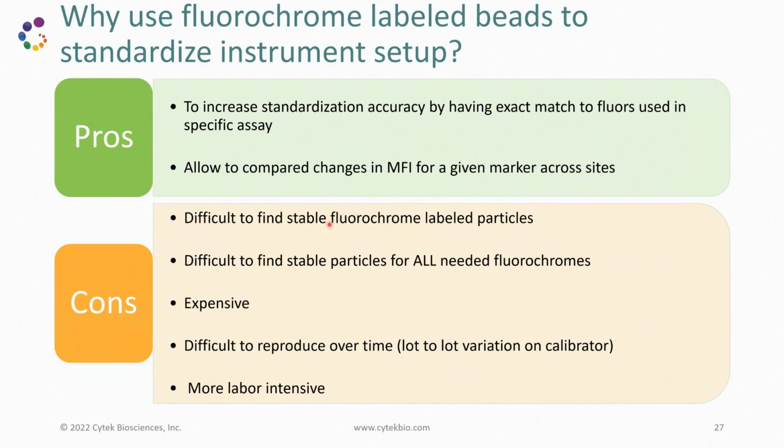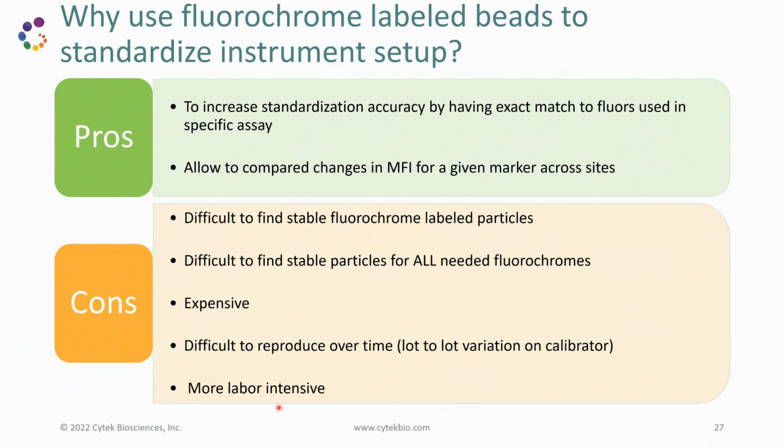So it's very challenging to find the level of stability that we have in the QC beads in fluorochrome-labeled particles. Even if you find some that are commercially available, from everything that I know, it is almost impossible to find them in all the fluorochromes that you need. So we have a beautiful instrument that allows you to run any possible fluorochrome, and finding stable particles to standardize every single fluorochrome is not possible at the moment. It becomes expensive because of the limitation on the particles that you need to use. It's very difficult to reproduce over time because the lot-to-lot variation is there, and it's very hard to get these lots to be consistent across time. And it takes more time.